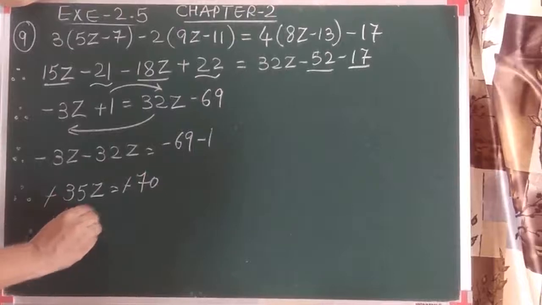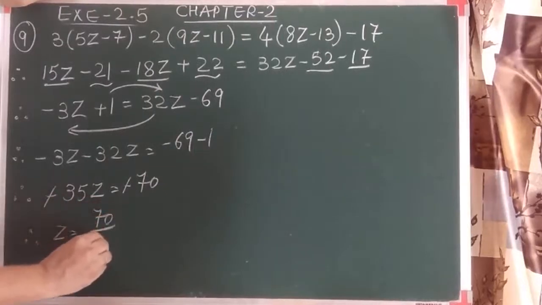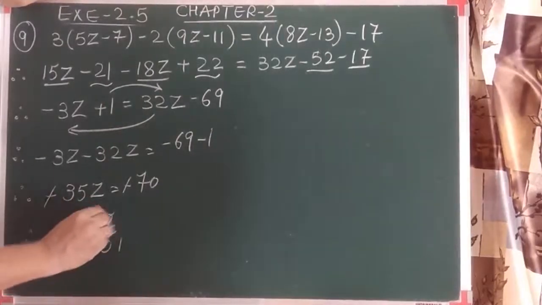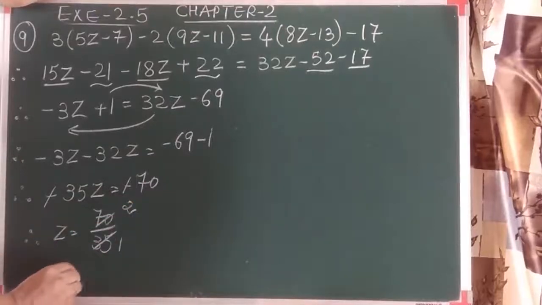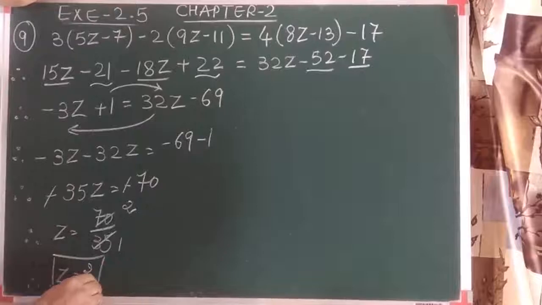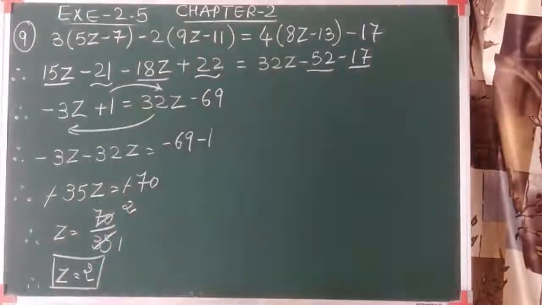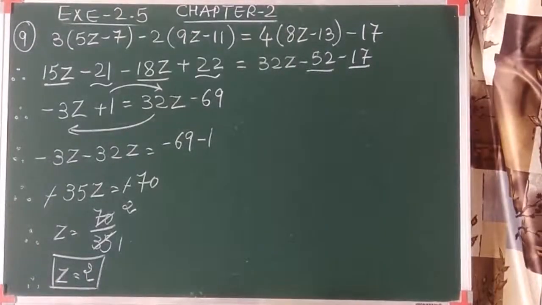So z is equal to 70 upon 35. As it is possible to cut, 35 2s are 70. So the value of z we obtain here is 2. So z is equal to 2 is called the solution of this linear equation in one variable.